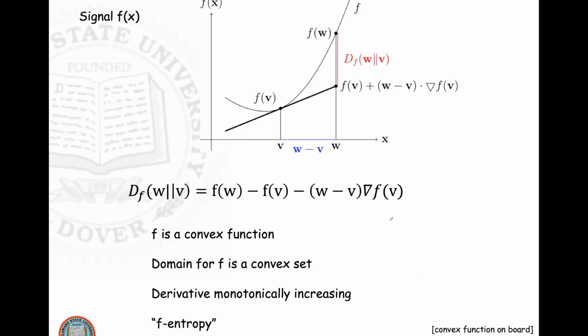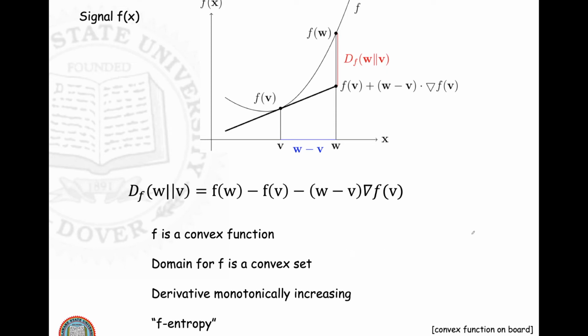And so this other one that we'll talk about is another type of divergence. This is called f-entropy, or sometimes Bregman divergence. And so let's say you have an arbitrary function. Now we're not just talking about probabilities anymore, we're talking about functions. And these functions have a particular property. They're convex. They also have a domain, the input to this function, that is a convex set. And the derivative of this function has to be monotonically increasing.